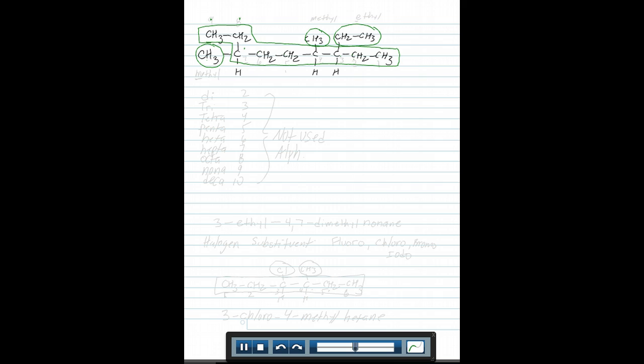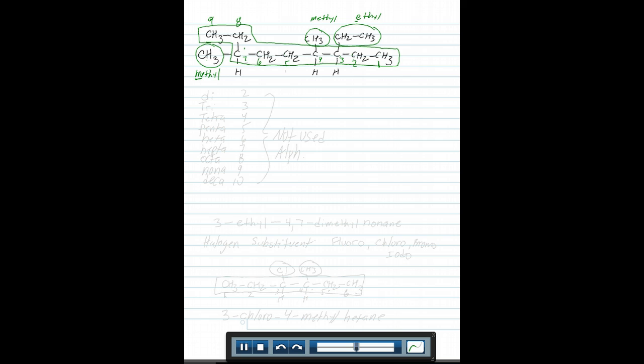So what side do you start on? You start on the side closest to the substituent that alphabetically comes first. Now we go to alphabetical order. So we have an ethyl, this is a methyl, and this is a methyl. So ethyl comes before methyl, so we're going to start counting on this side right here. This is number 1, this is 2, 3, 4, 5, 6, 7, 8, 9.